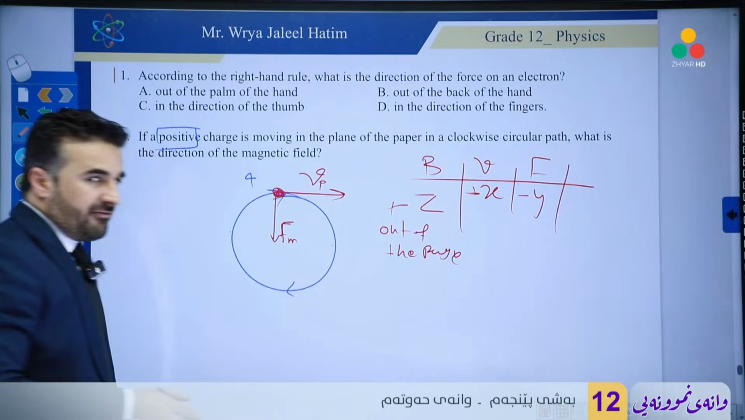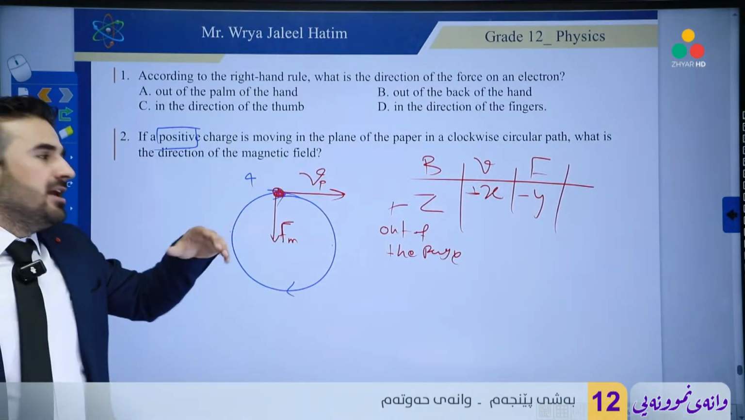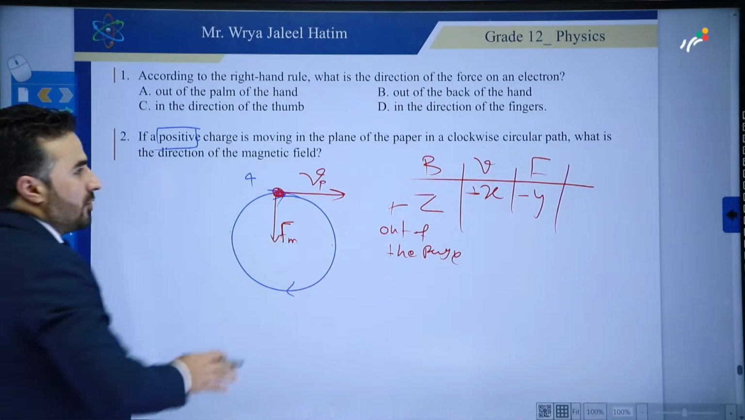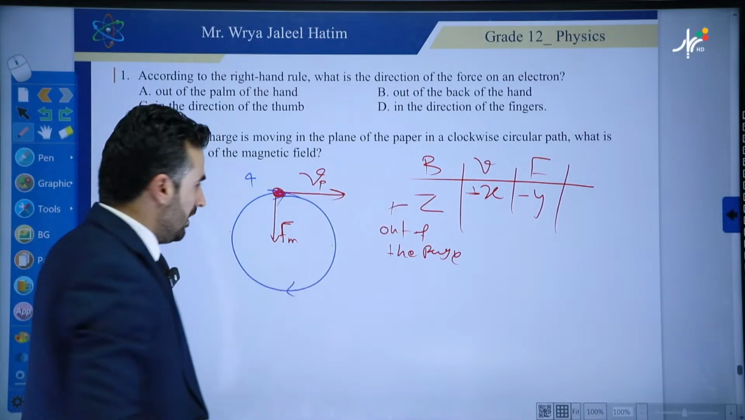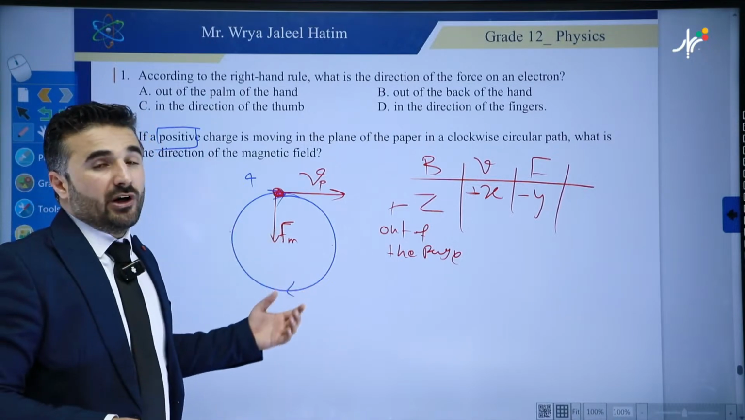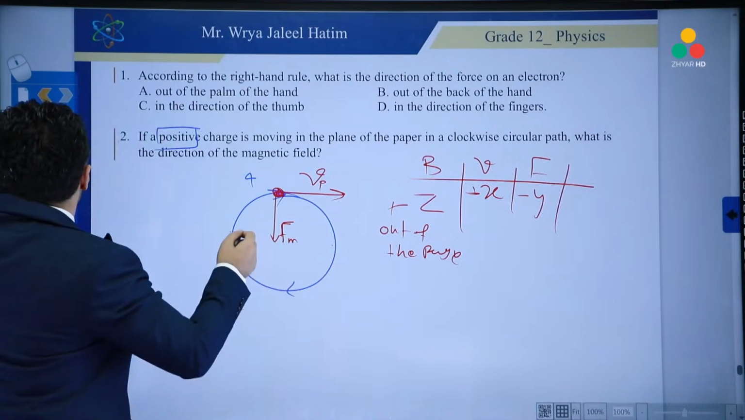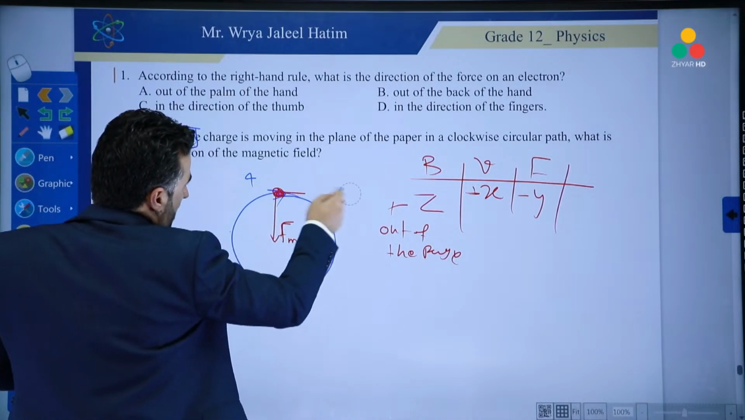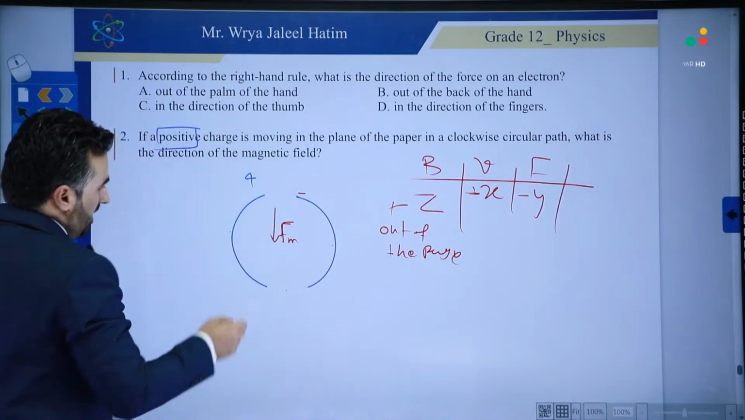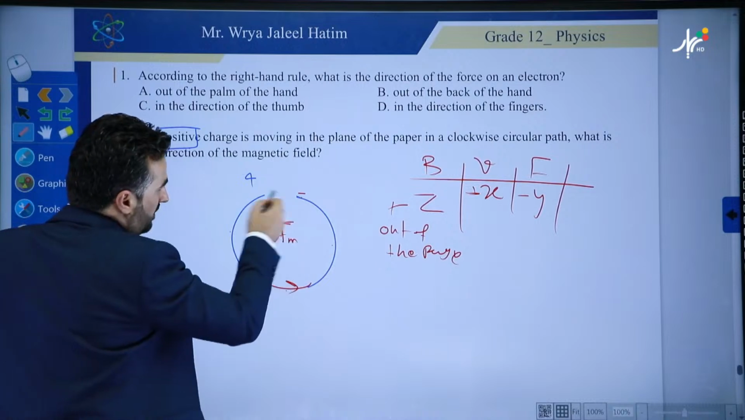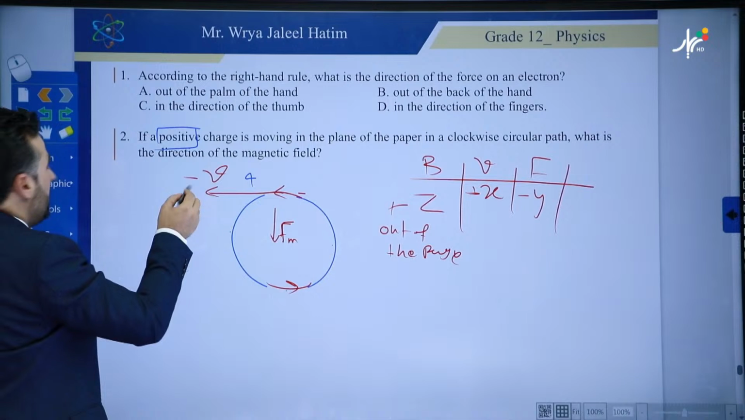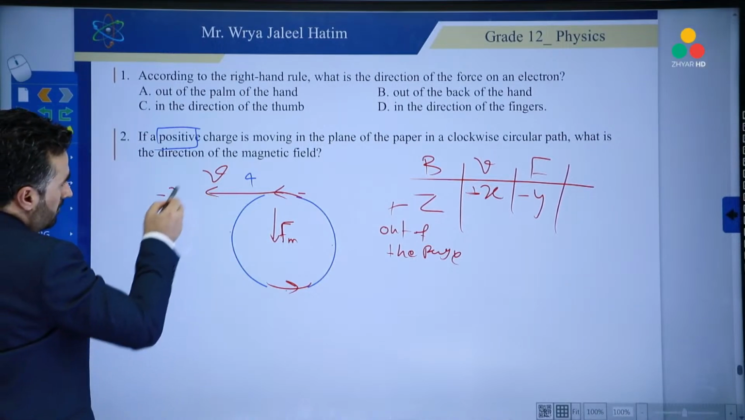Now, what happens if instead of a proton, we had a negative charge, an electron, moving clockwise? You would do the same thing, of course. You can make the table, then use the right-hand rule. But let's change the situation a little bit. What happens if the direction of the motion were counterclockwise? If that is the case, then these two would be opposite. So in this case, the direction of the motion is going to be this way, which is going to be the negative x-axis.